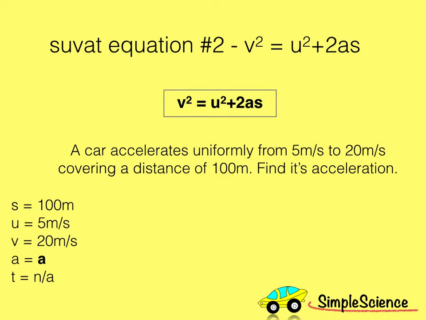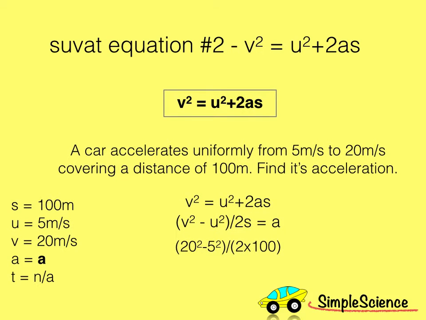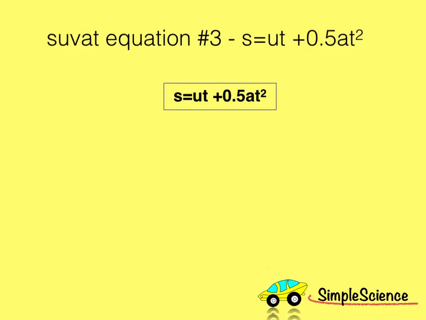Similarly, I'm going to lay it out, suvat, and I'm going to write down what values I know, and I'm going to highlight a, because I'm trying to find a. Since I know s, u, v, and a, I can use this equation. I lay it out, v squared equals u squared plus 2as. I rearrange the equation to find a, and I plug in all the values, and I should get 1.875 meters per second squared. Simple. So v squared equals u squared plus 2as. Learn it.